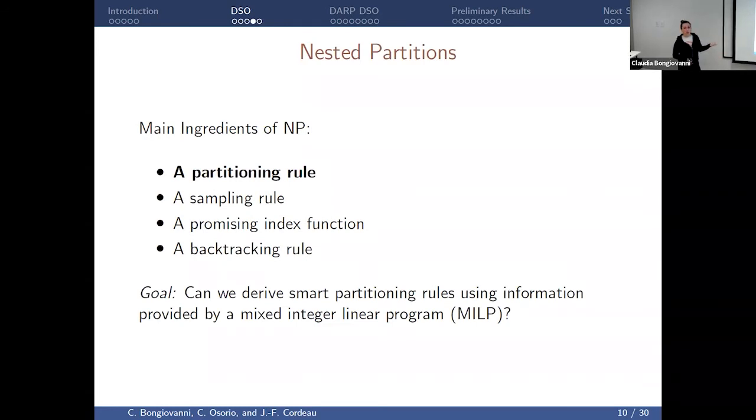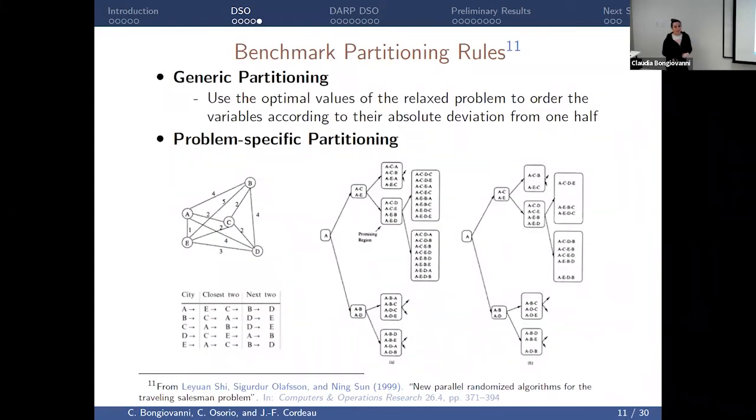So the goal here of this project is, can we derive smart partitioning rules using information provided by an MILP? So we focus on the partitioning rule, but of course, all of these ingredients are equally interesting. So the benchmark in the literature, I'm quite lucky. There are not so many partitioning rules for discrete problems. We have generic partitioning rules. So this is problem independent.